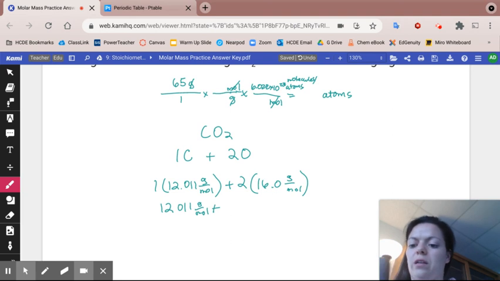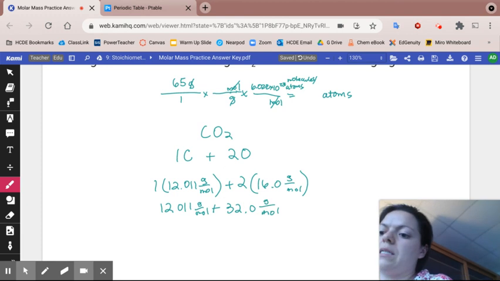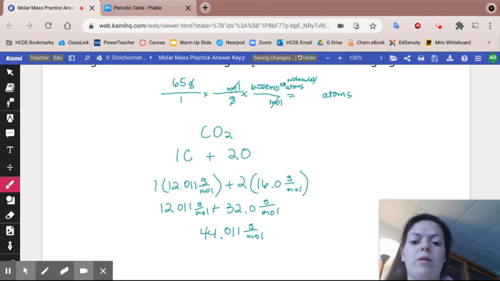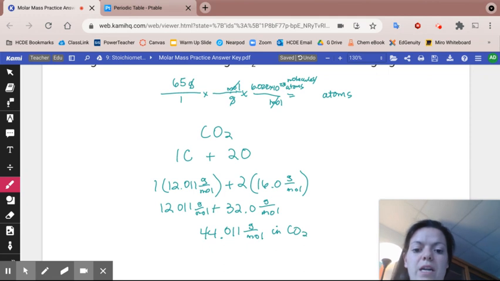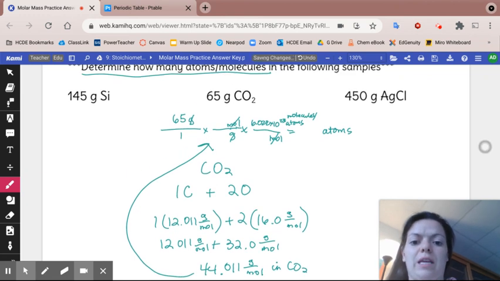If you need to, pull out your calculator. A lot of you can actually do this in your head, okay? So 16 times 2 is going to equal 32.0 grams per mole. And then when I add those two things together, my 32 plus 12.011, I'm going to get 44.011 grams per mole, okay? That is how many grams per mole there are in carbon dioxide, okay? So now that I know my grams per mole, I'm going to use that amount and plug it in up here so that I can get my final answer.